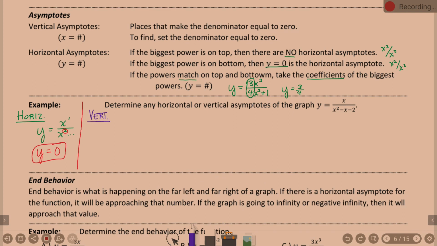Now, vertical asymptotes. Set the denominator equal to 0. What's my denominator? X squared minus x minus 2. X squared minus x minus 2 equals 0.